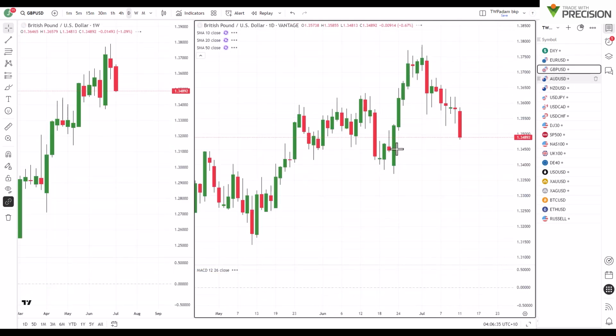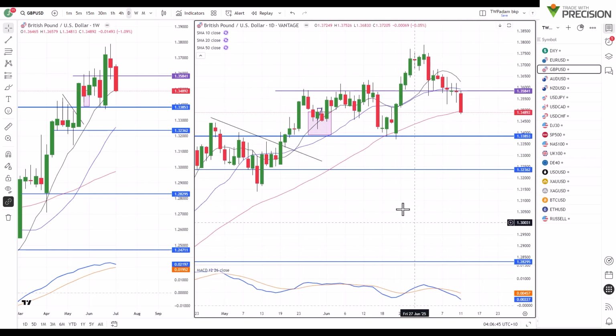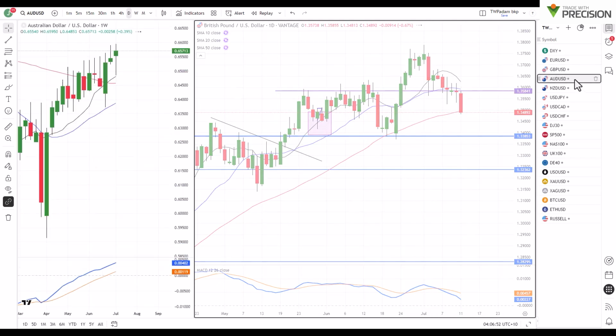If we have a look at cable, it is definitely retracing here on the weekly, and it's in this area here where I would expect it to potentially find some support, but it's not looking as strong, and in fact it has had this bearish divergence for a while. So cable compared to euro dollar is actually looking relatively weak, and for now there might be further downside before it balances out.